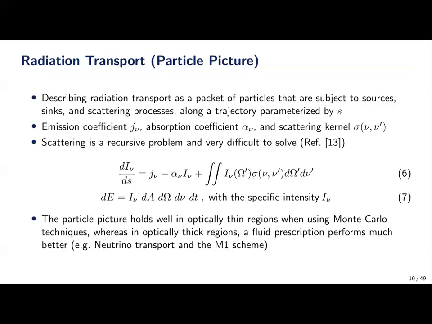So we have to think about a black hole surrounded by a medium, and in the medium we want to track the motion of the photons, which in this case are just particles with zero mass. These particles are subject to sinks, sources, and scattering processes, which are described in a non-covariant form by this equation. It is worth mentioning that the scattering is terribly annoying and difficult to compute.